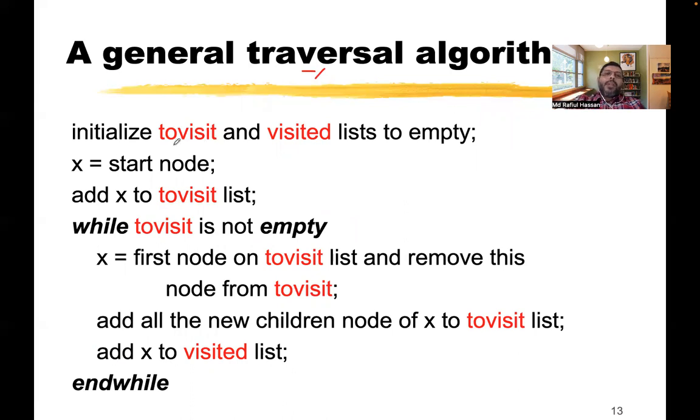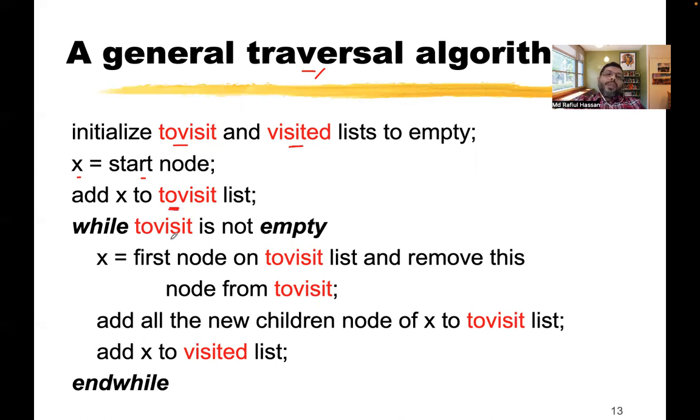So let us initialize two variables. One is to visit, another one is visited. These are lists, and let us consider that initially both of these lists are empty. Then we have another variable x, and that will be the start node. Then we have to add this start node to the to visit list. Then we follow this while loop while to visit is not empty. As you know, this can be an array, it can be a stack, it can be a queue, whatever, but it is a list.